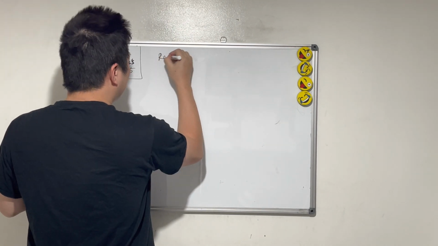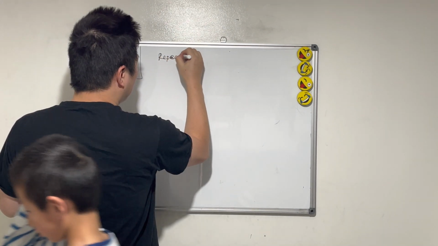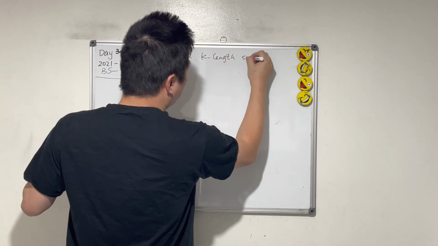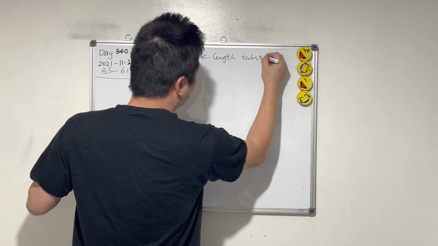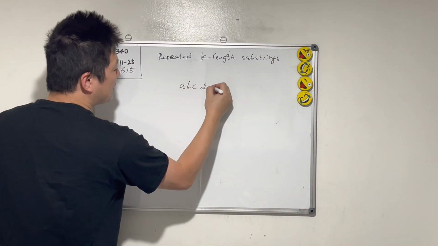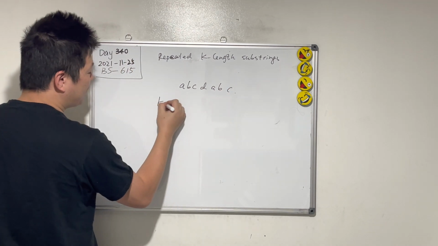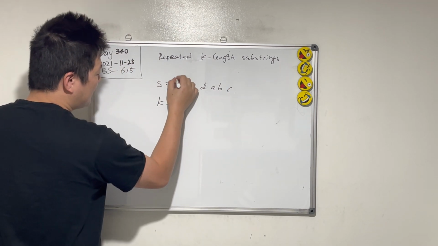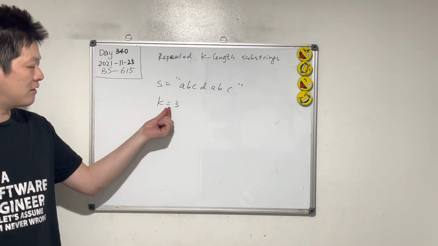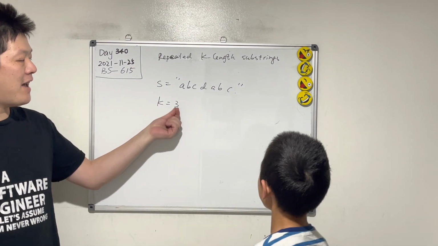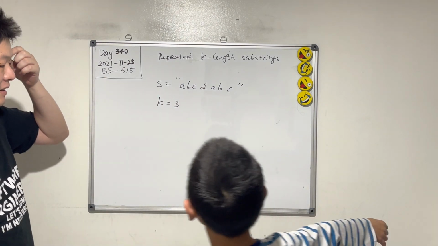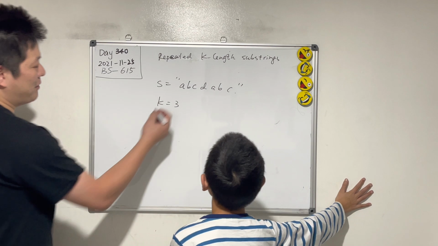So today we talk about repeated k-length substring. A substring has to be continuous, remember? For example, given S is A, B, C, D, A, B, C, and when K is 3, how many substrings of length 3 are repeated more than once? A, B, C and A, B, C. Yeah, because it appears twice.